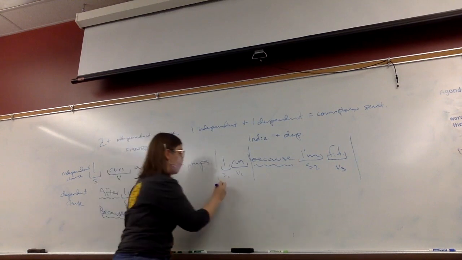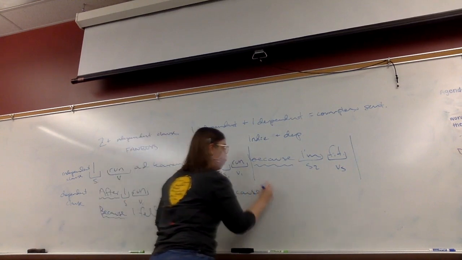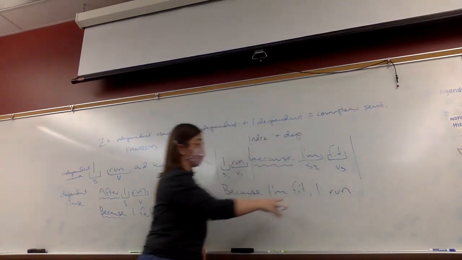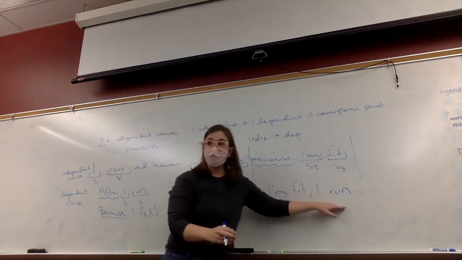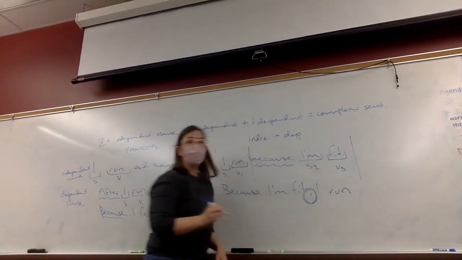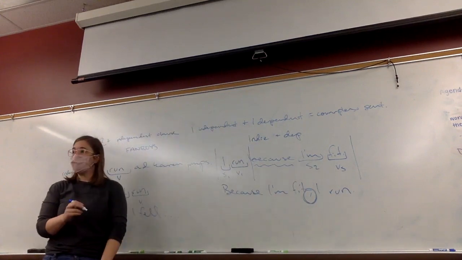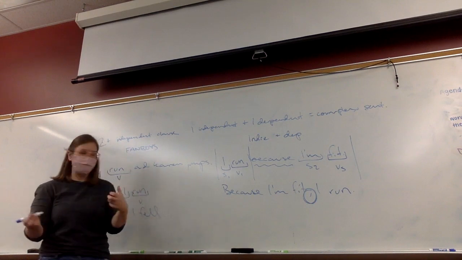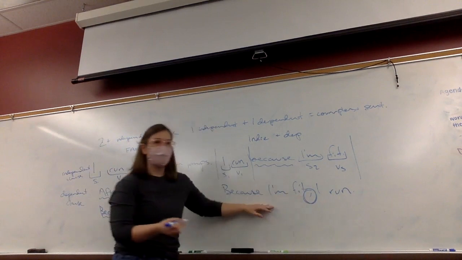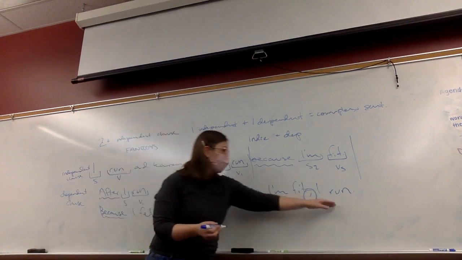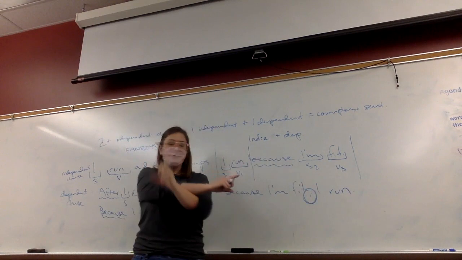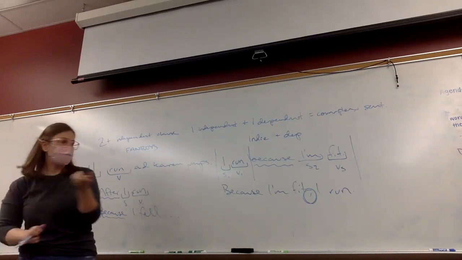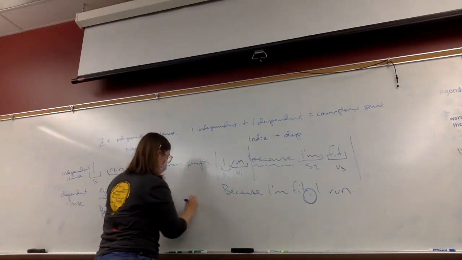If I flip them and I do the dependent clause first, because I'm fit, I run, it doesn't make a whole lot of sense, but if the dependent clause comes first and then the independent clause, you need a comma in between them. I don't need a fanboys word. That wouldn't make sense. Because I'm fit, but I run. You can tell that that doesn't make sense, right? I don't need a fanboys, but I need to set it aside with a comma. So here are my 2 clauses, same, but I flipped them. If the dependent clause comes first, use a comma. Does that make sense?